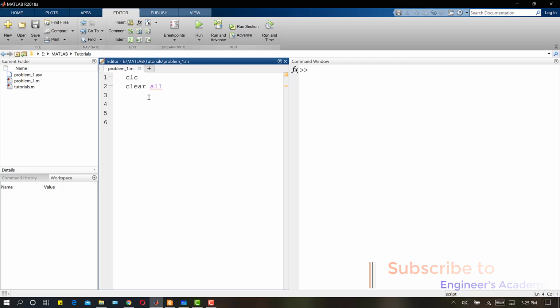If there are any existing variables, then I will write radius is equal to 8. I can write comments as well in the editor. How to write comments? Write the percentage sign, and then I can write radius in meters. Then I will write height is equal to 15, and the comment, height in meters.